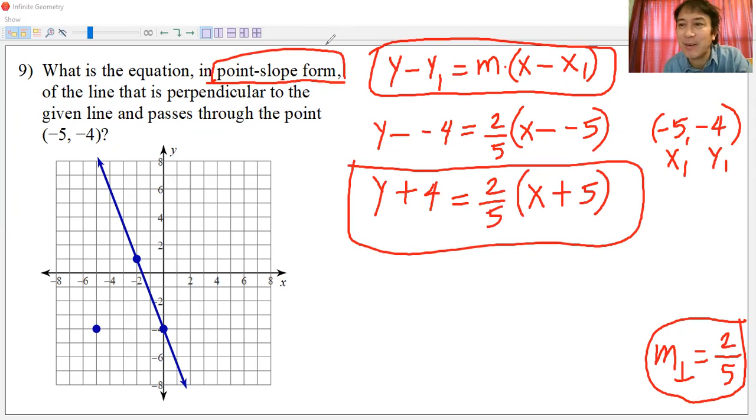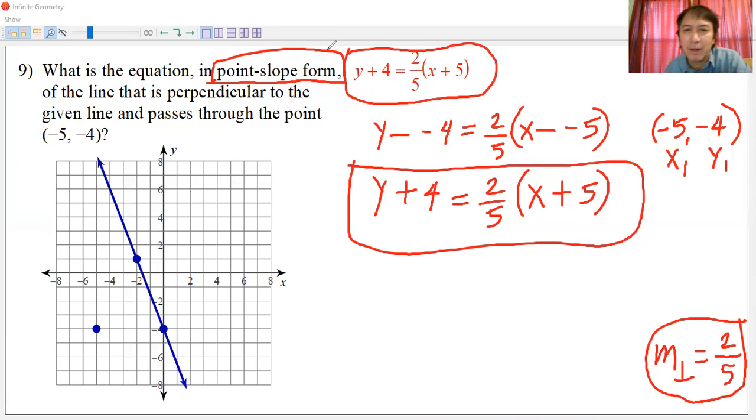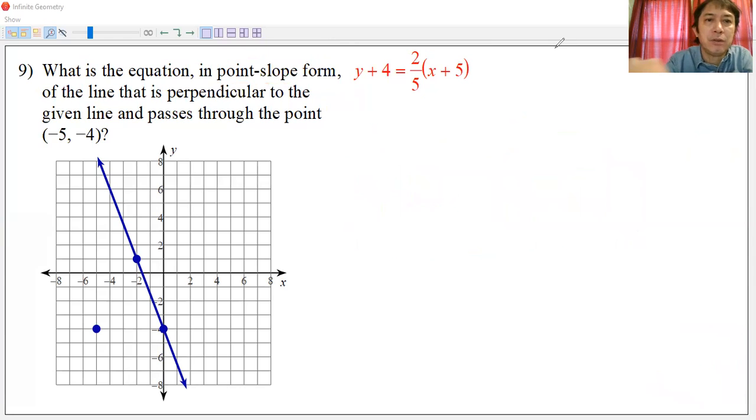So that's it. Let us see the answer. Let us find out where the computer will display it. Oh, it's over there in the formula. Let me remove that. Okay, let's see the answer there. There is the answer. Y plus 4 equals 2/5 times x plus 5. Exactly what we have. So this must be the right answer. That goes to our number 9. Let's clear and continue with the next number.